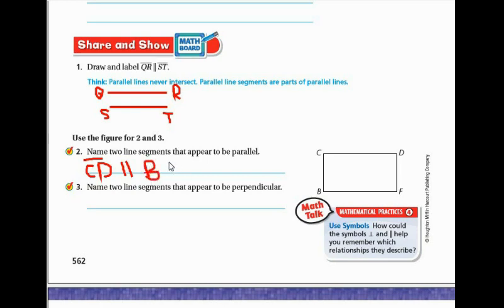BF. And the sign of line segment. Or we have also line segment CB, parallel to line segment DF.